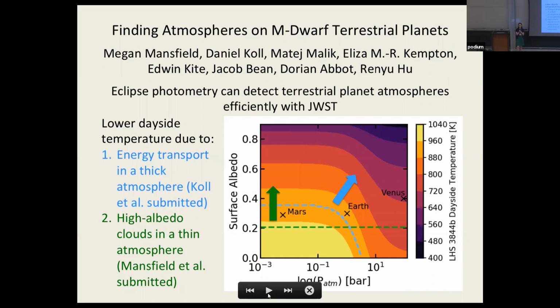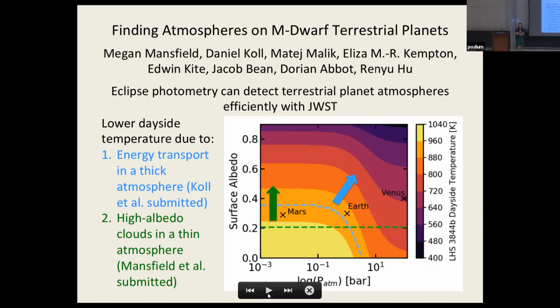The basic idea here is if you saw a cooler atmosphere than what you would expect to see on the day side of these tidally locked planets, then that could be due to one of 2 things. Either a thick atmosphere that's redistributing heat to the night side, or a high albedo, thinner atmosphere that is high albedo because it's hosting clouds. But either way, you would be able to infer the presence of an atmosphere. And we found that using eclipse photometry, you could detect atmospheres around these planets with as little as 1 secondary eclipse with James Webb.